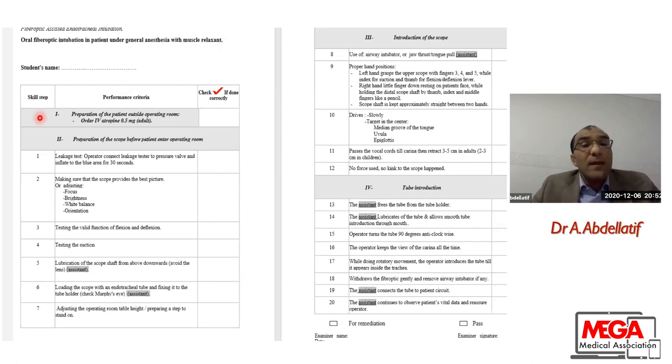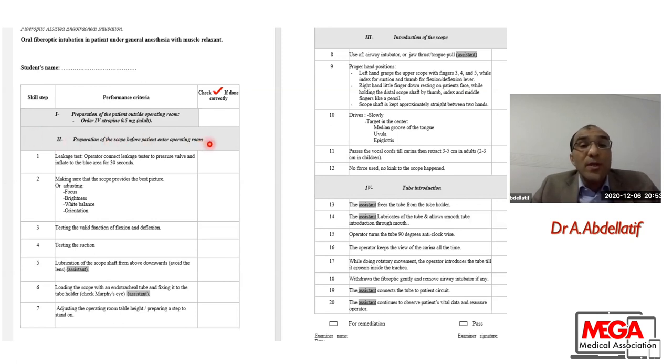And here we categorized the performance criteria into four: 1, 2, 3, and 4. One should be preparation of the patient outside the operating room. We have to order atropine, because atropine dries secretion and makes the vision with the scope much better. Because if secretion comes on the lens or the camera, I cannot see. I have to go outside again and clean the lens.